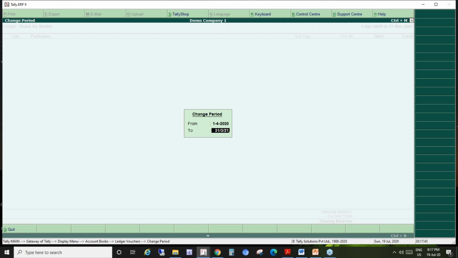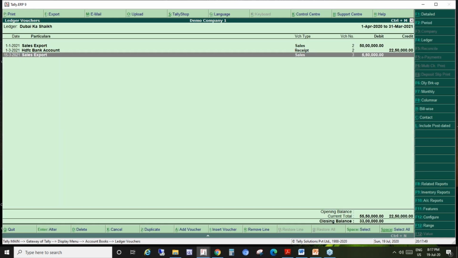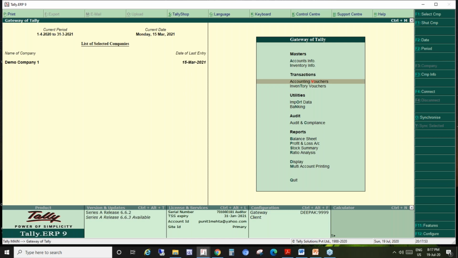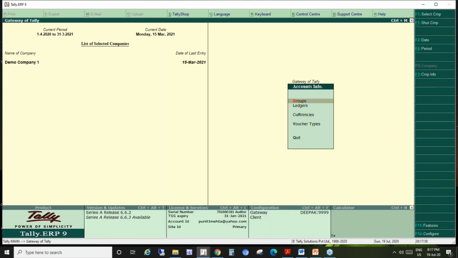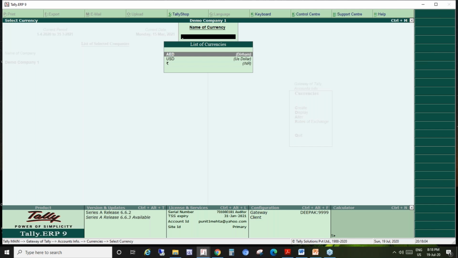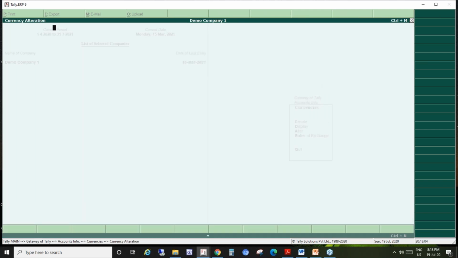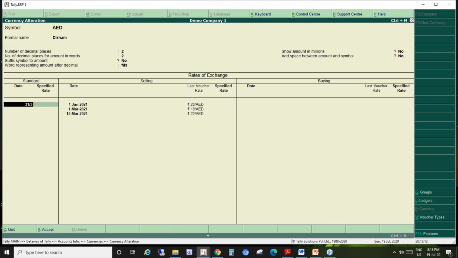Okay, let me go and check on 31st of March. You feel that the currency has now become 25 rupees. 31,321, 25 per AED. Okay.